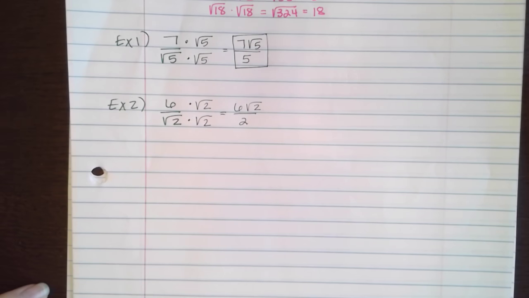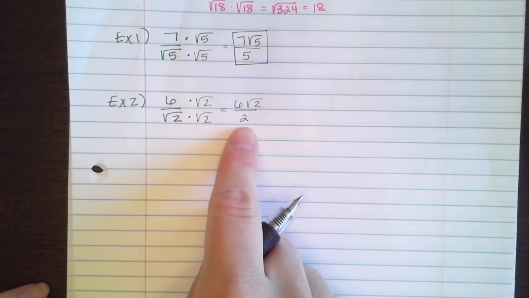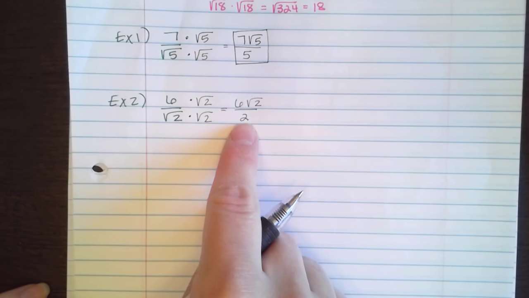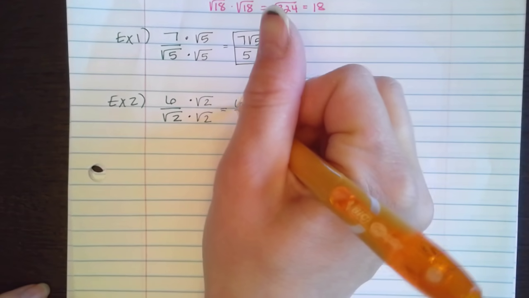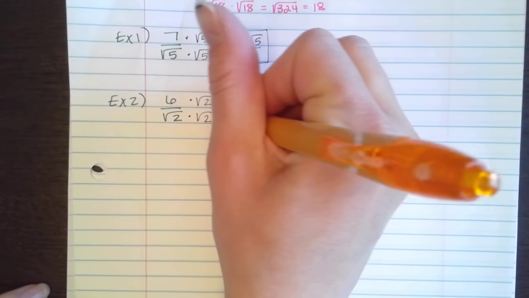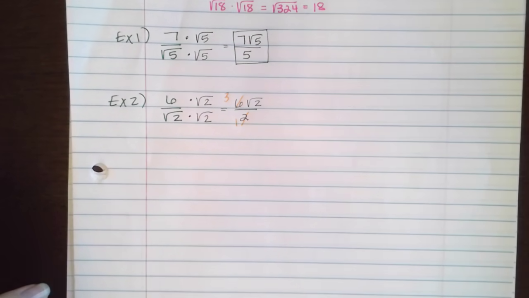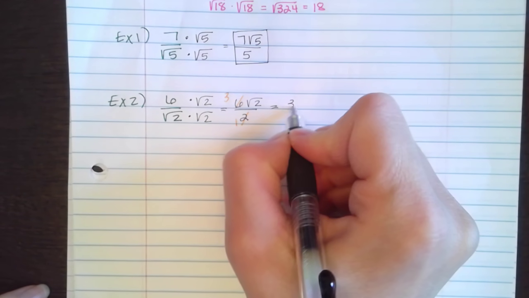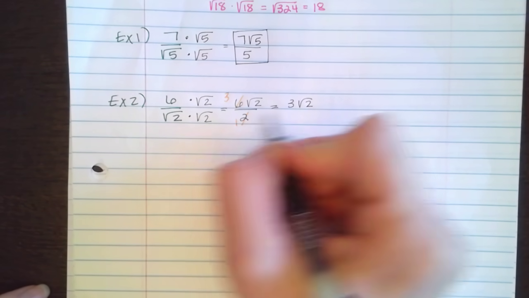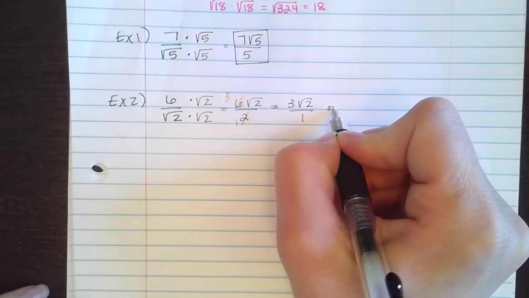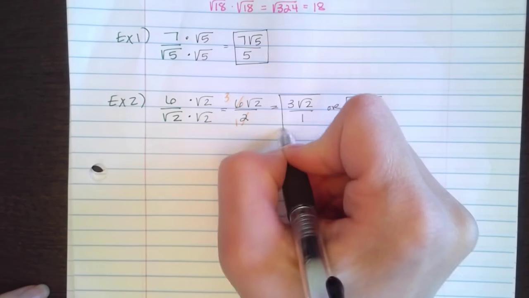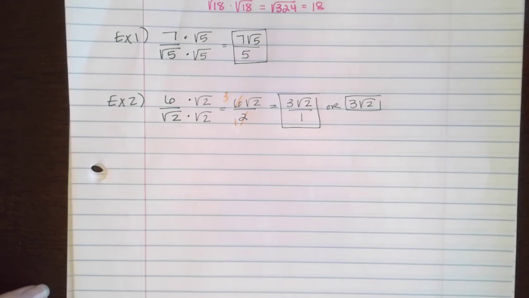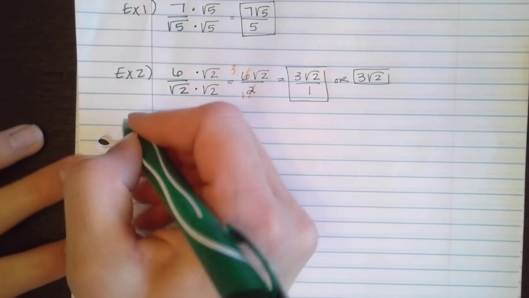And at this point, you ask yourself, am I done? I rationalized the denominator. Check. But one thing I have not done is I need to simplify that fraction there. And so in this case, it's 3 roots of 2 over 1, or you could just write it as 3 roots of 2. You wouldn't have to put that one there. So let's try a third example.